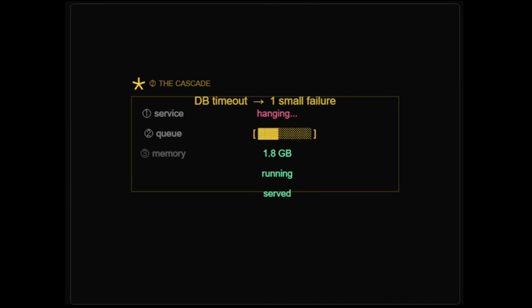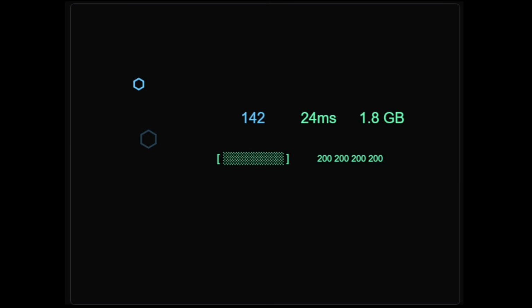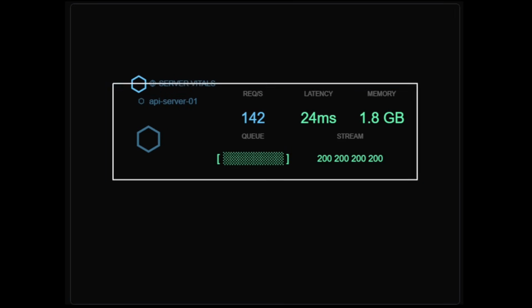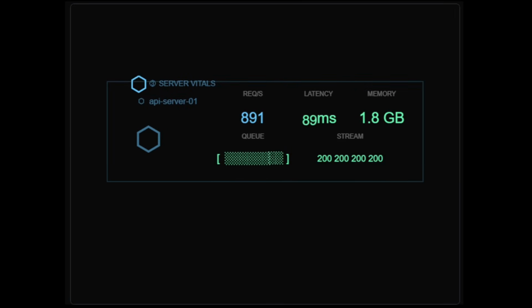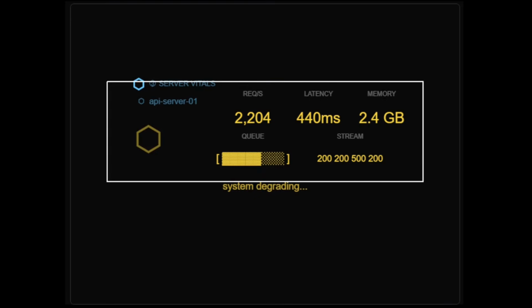The failure force is this. Every component has a failure mode, and those failure modes compose. A database timeout causes a service to hang. A hanging service causes requests to queue. Queued requests consume memory. Memory exhaustion crashes the process. One small failure becomes a cascade. This is why every layer in a well-designed system has a failure strategy. Not just a happy path, a failure path.